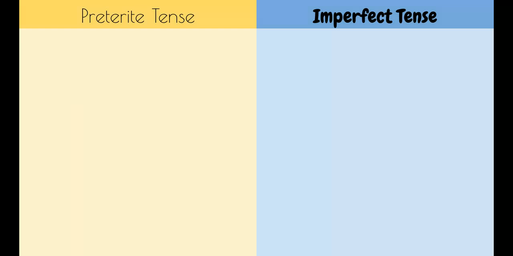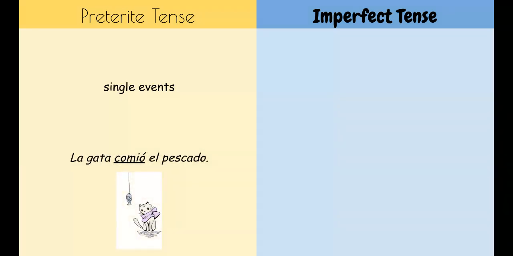So let's get into some more specific examples, and these are going to be pretty general, but they are a good rule to follow. So the preterite tense you're going to generally use for single events. So for example, la gata comió el pescado. The cat ate the fish. That's a single event.